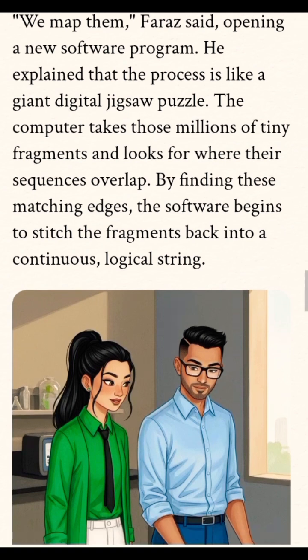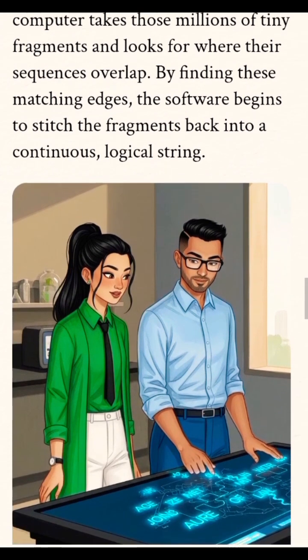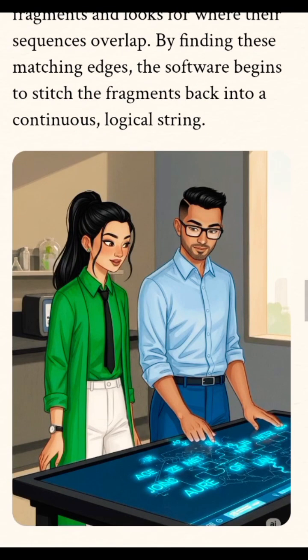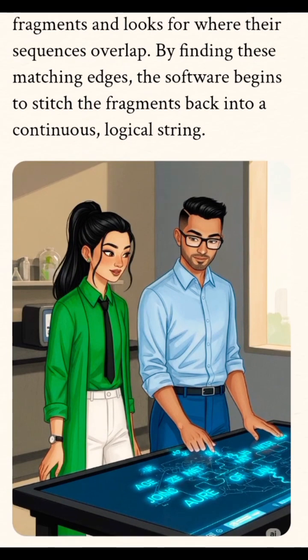He explained that the process is like a giant digital jigsaw puzzle. The computer takes those millions of tiny fragments and looks for where their sequences overlap. By finding these matching edges, the software begins to stitch the fragments back into a continuous, logical string.